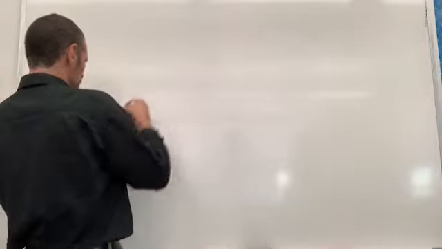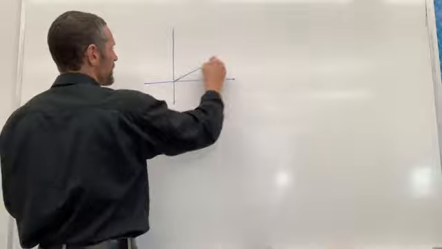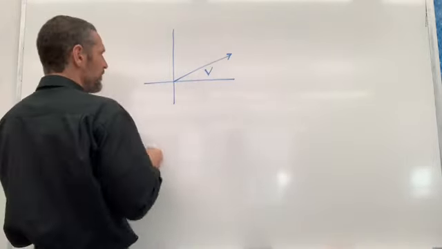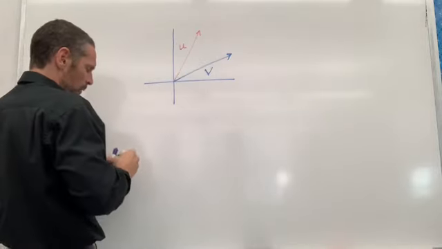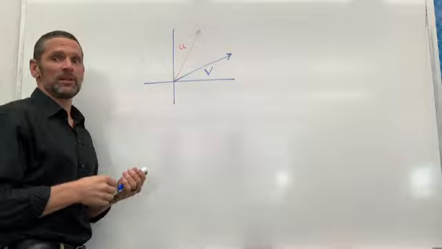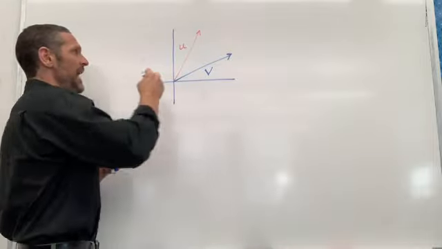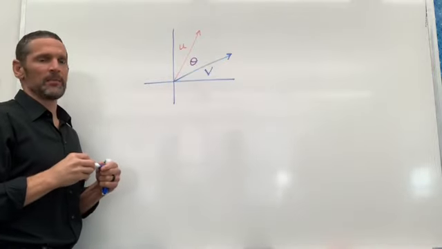If I have two vectors, we'll call them vector v, here's vector v in blue, and in red, here is vector u. Notice what I've done. I've tied them tail to tail at the origin, so they're in standard position. This angle between them is called theta.